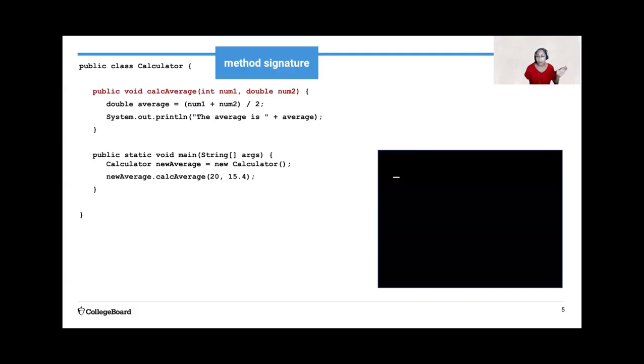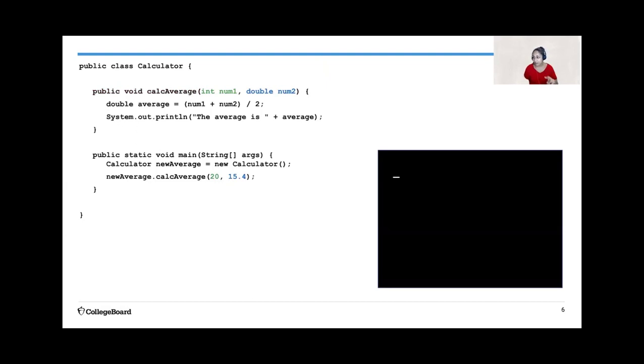So remember that first line where the method name is referred to is the method signature. In this case, my method signature is going to have the method name and the ordered list of parameter types. So when I try to use this method, I have to make sure that I am calling it with the same type of data in the same order. So in this particular example, I have an int num1 and then a double num2.